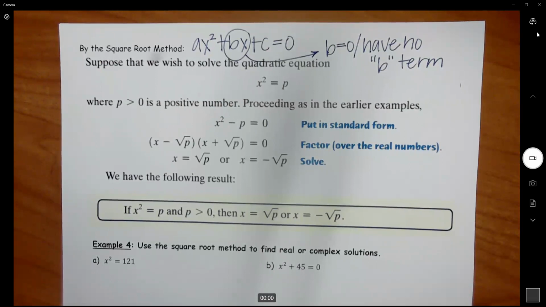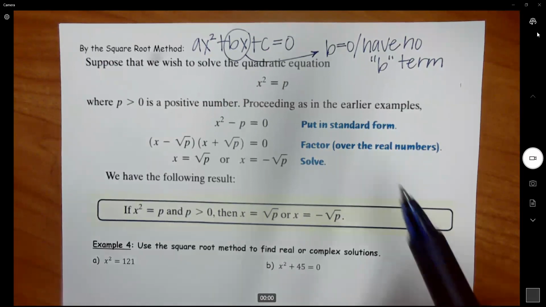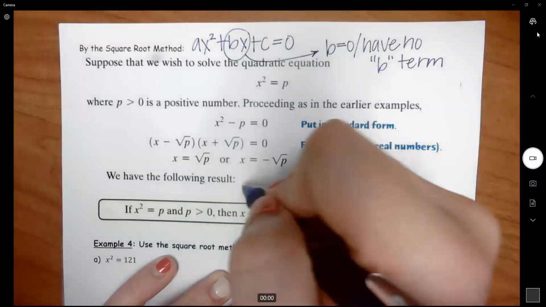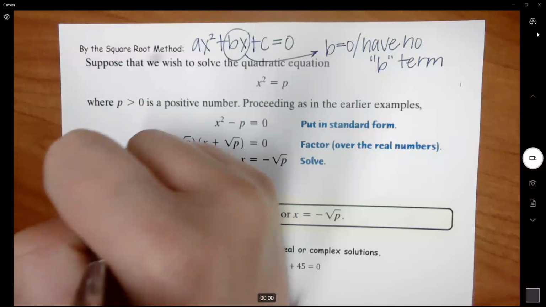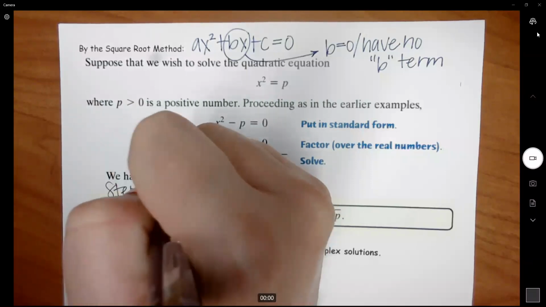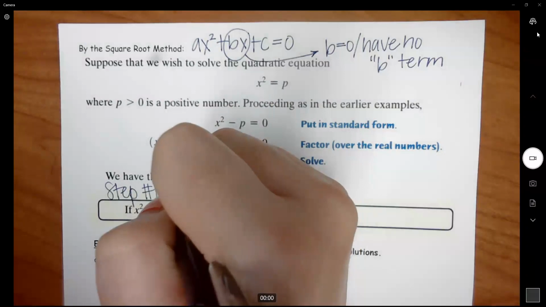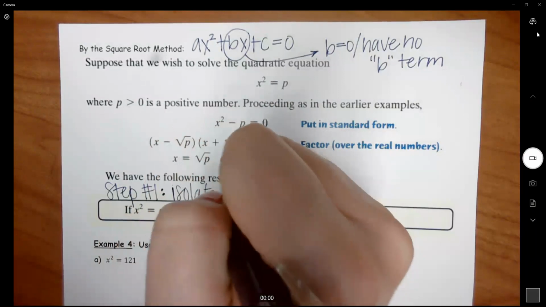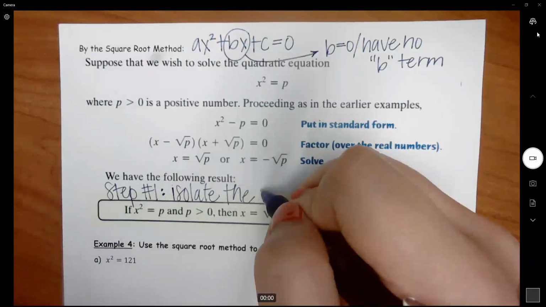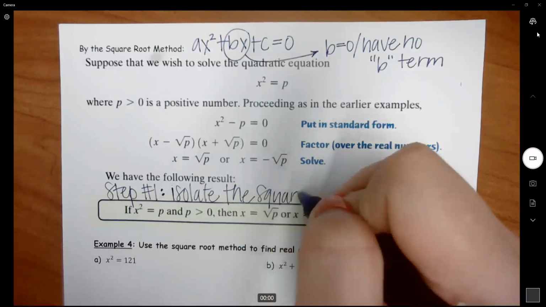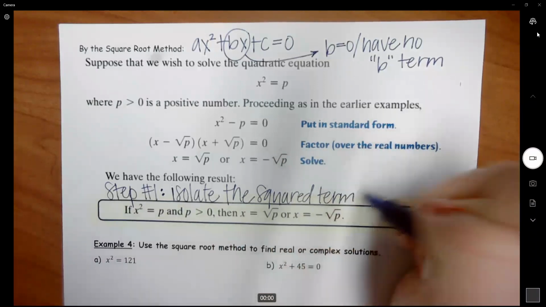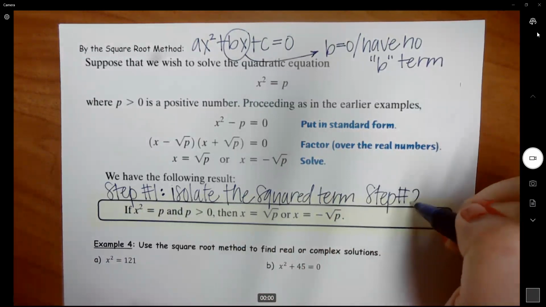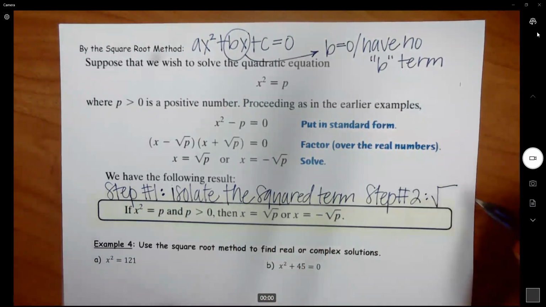And to be able to do this, once you realize that you have no b term, step number 1 is to isolate the squared term. And then step 2 is to take the square root.